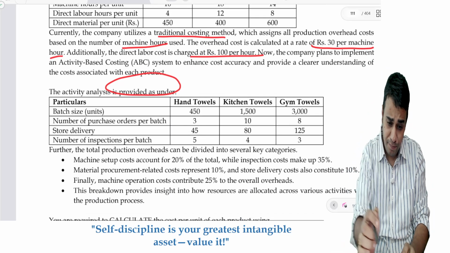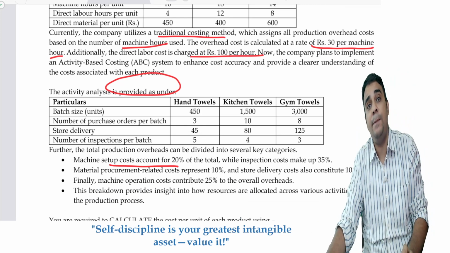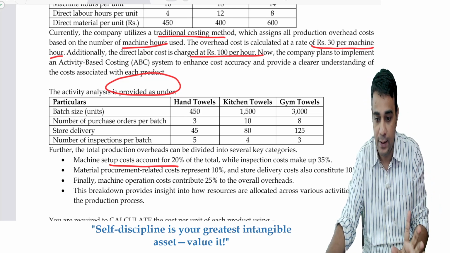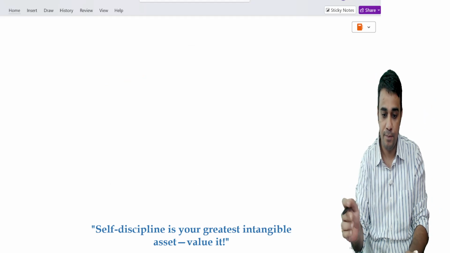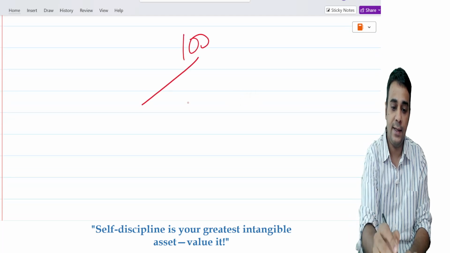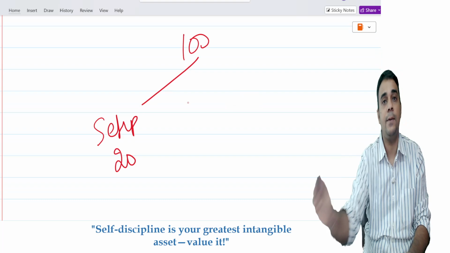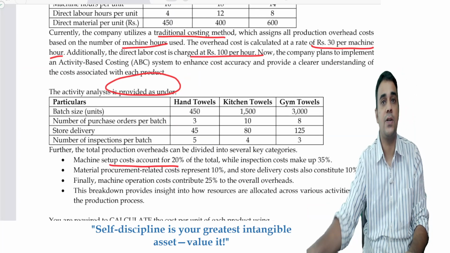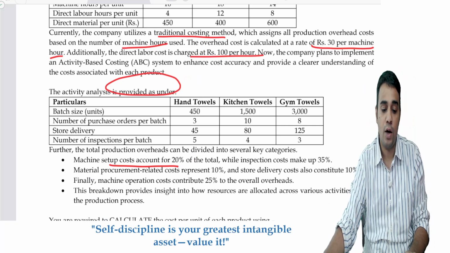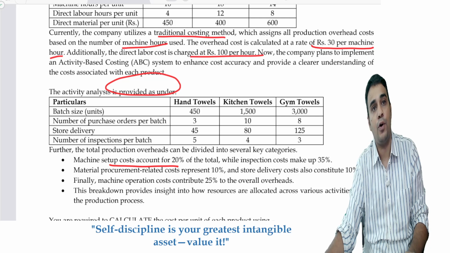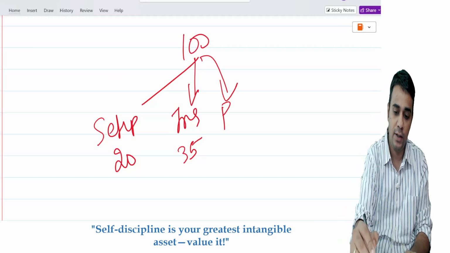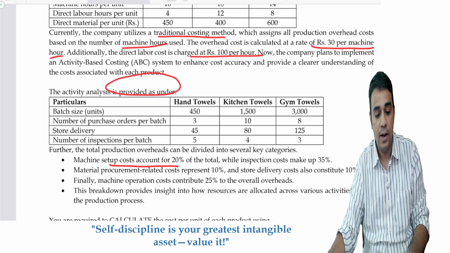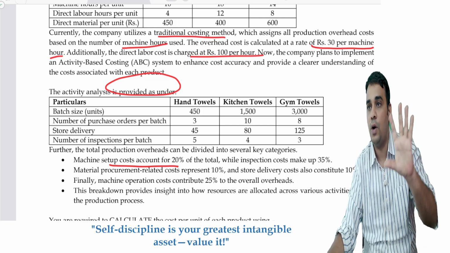Then they are saying machine setup cost is 20% of the total cost. Whatever the total overhead cost is, machine setup is 20%. So if I take 100, setup is 20. Inspection is 35. Material procurement represents 10%. Then they are saying store delivery cost is also 10 and machine operation cost 25. So all put together, you have given the breakup.